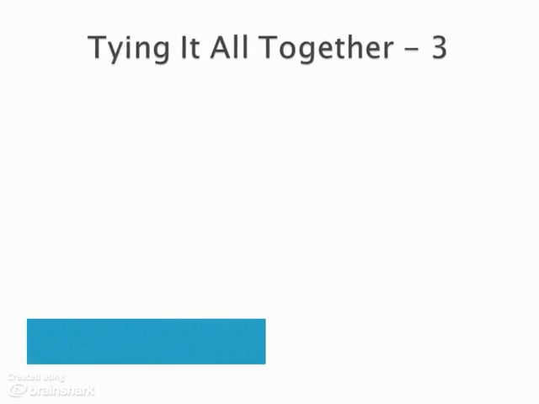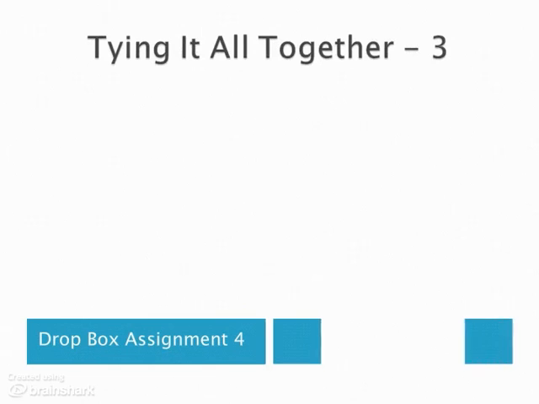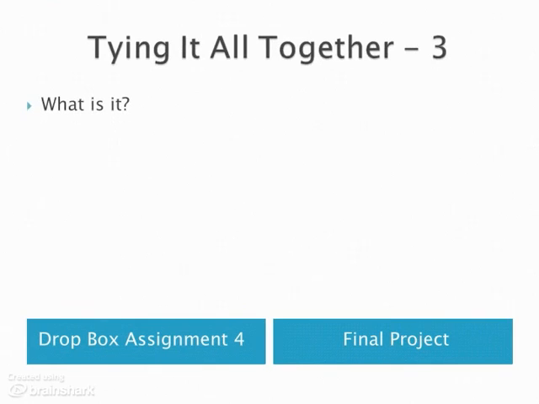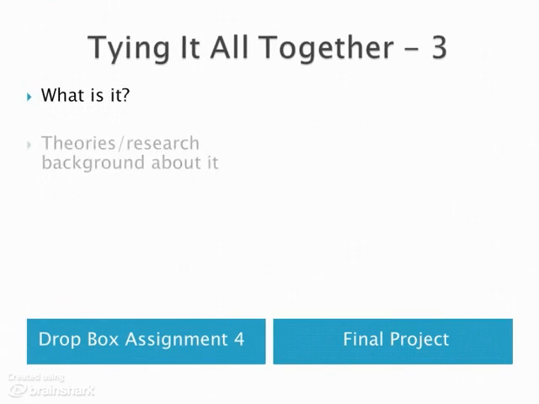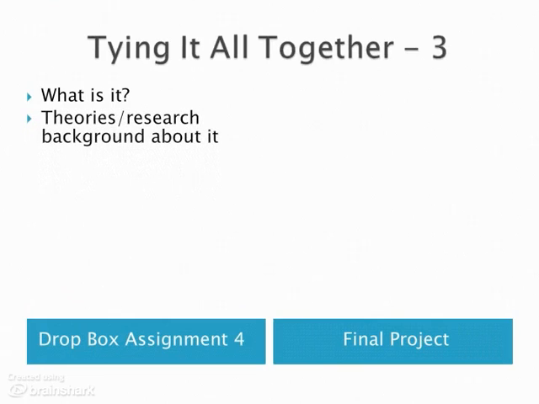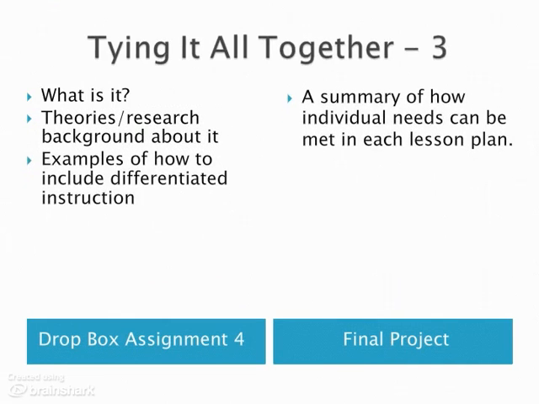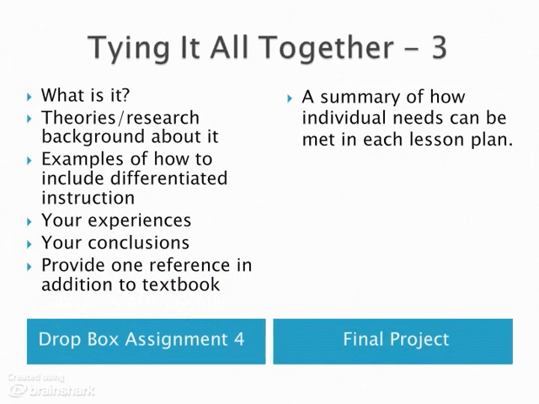Now let's compare the Dropbox assignment for Module 4 to the final project. The Dropbox assignment for Module 4 requires you to write a paper about differentiated instruction, provide information about the theories and background related to differentiated instruction, and to provide examples of how you could include differentiated instruction in your classroom. It also requires you to discuss your experiences and conclusions regarding differentiated instruction, and to provide at least 1 reference in addition to the textbook.